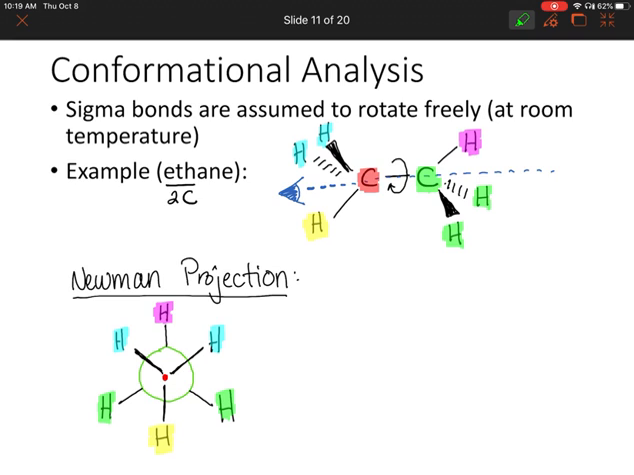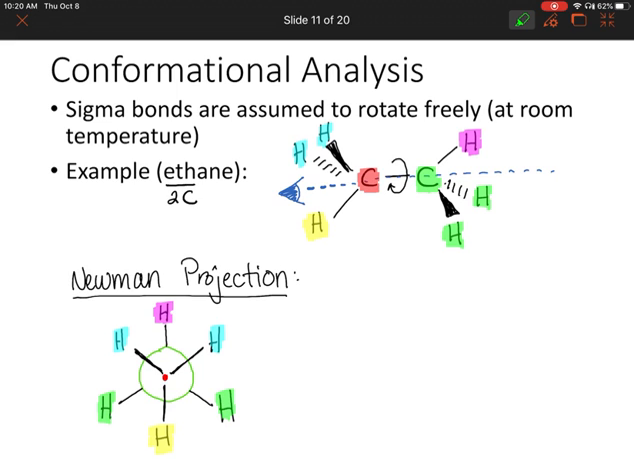Okay, so hopefully you can kind of visualize what's going on. I'll also post another video using a modeling kit so that you can see what I'm doing here. So I'm really taking the molecule and turning it so that I'm looking at it straight down that carbon-carbon bond. And then I'm trying to figure out where the hydrogens are in relation to those carbons.